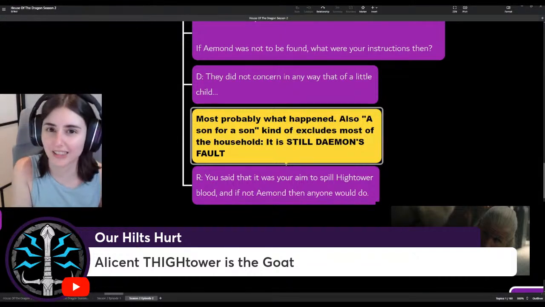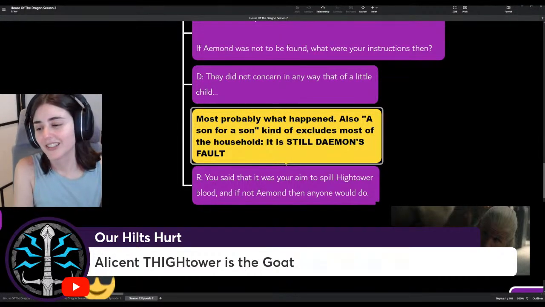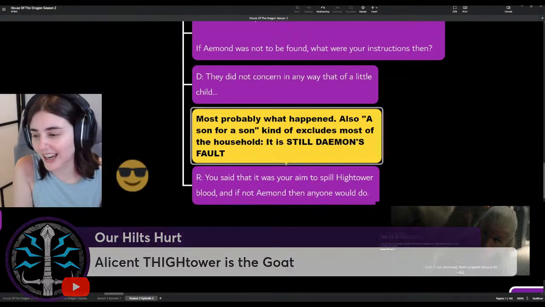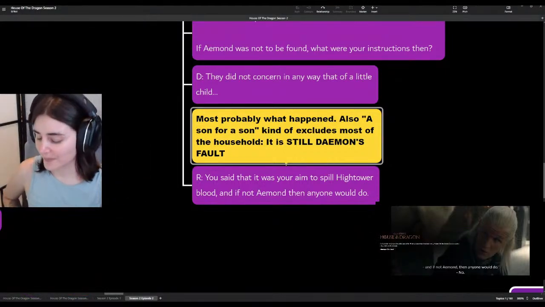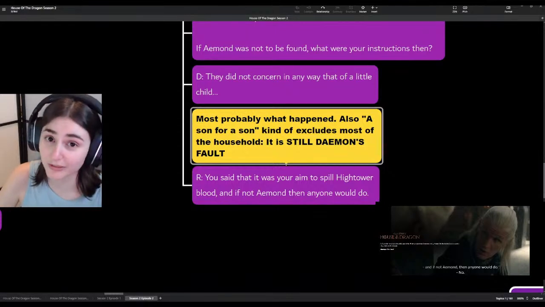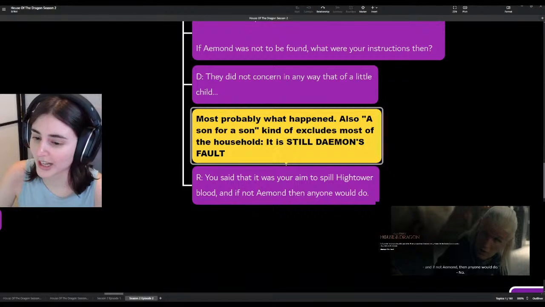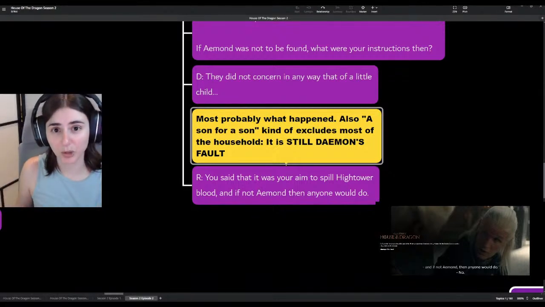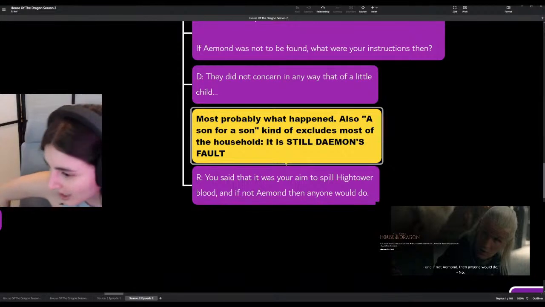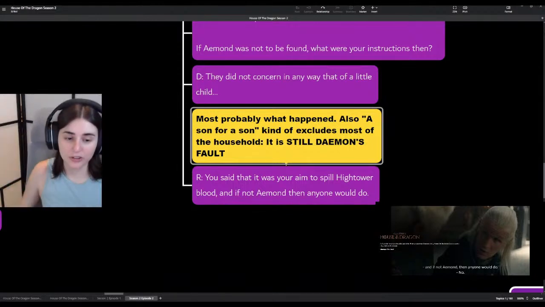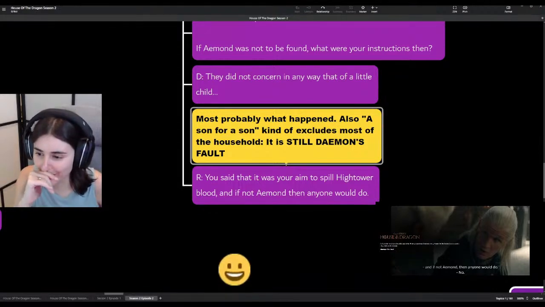Alicent Hightower, she's got no thighs. I'm sorry. I know that you're trying to say she's hot, but she's just got legs. She's not Hightower. Come on. I feel like Daemon's ex-wife, who's dead now, the bronze bitch, would have good thighs. That's what I'm trying to say. Anyway, let's keep going.